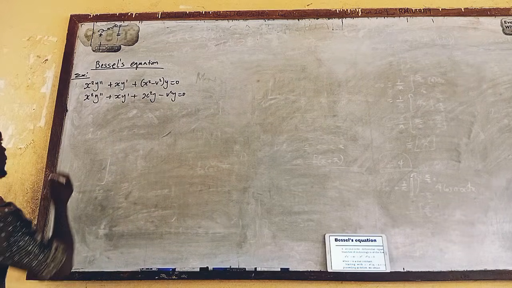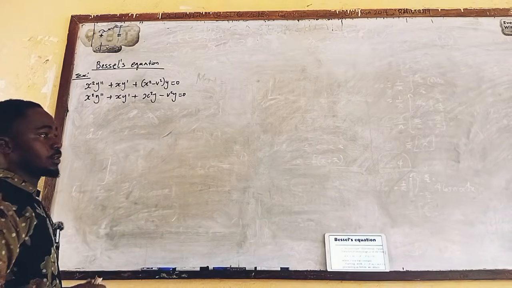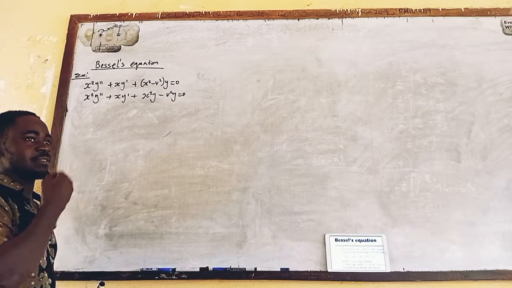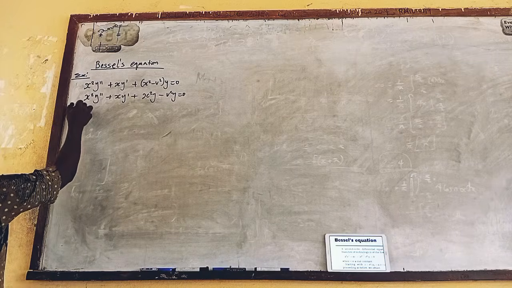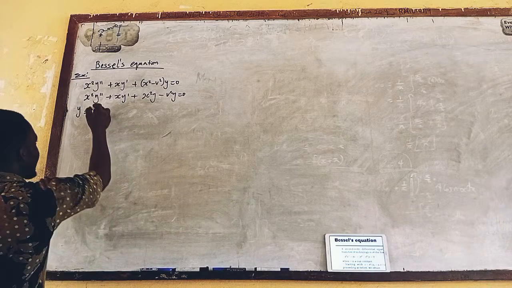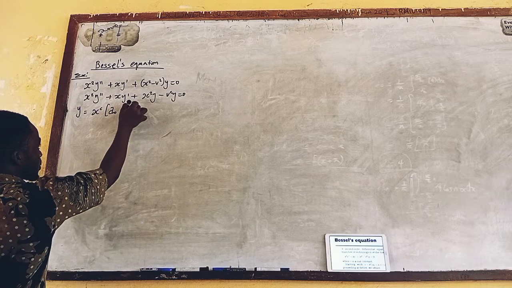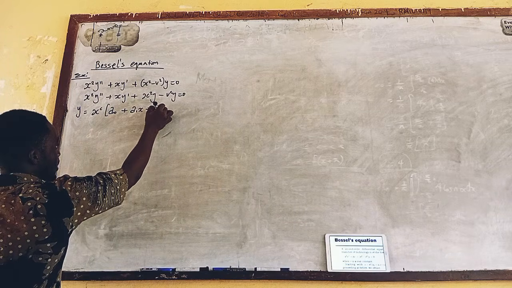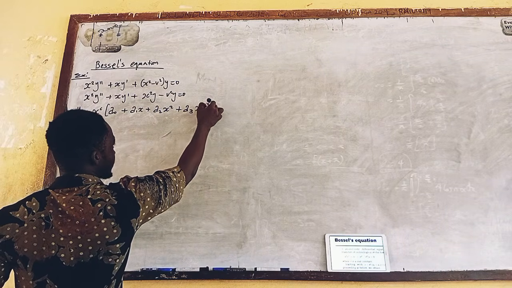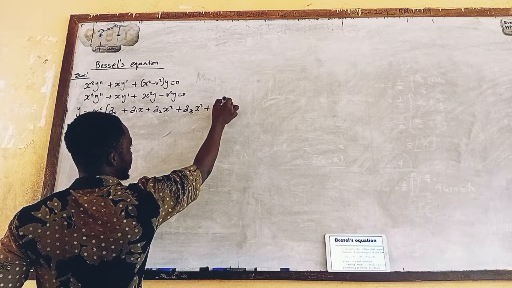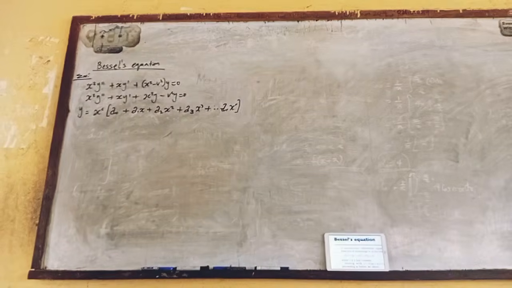Now the next step is to write out our trial series. Remember, for Frobenius, we are still using the same approach, the same formula, as Bessel's equation. Now, for Frobenius, y equals x raised power c times (a naught plus a1 x plus a2 x squared plus a3 x raised power 3 plus ... plus ar x raised power r). This is our Frobenius equation formula.